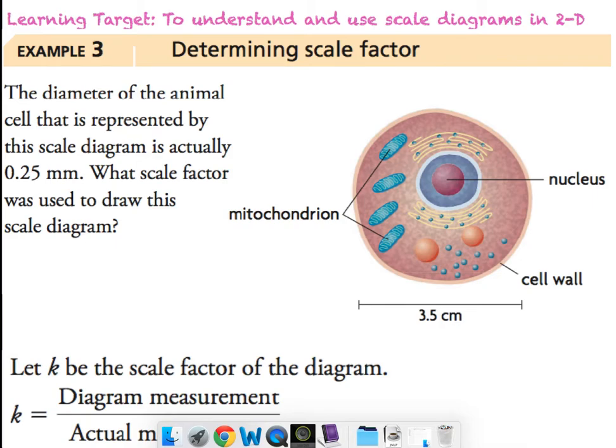Hey gang, so we're back again with the last of chapter 8.3, and here we're looking at example 3, which is determining a scale factor. So we have kind of a cross-curricular example here, where the diameter of an animal cell that is represented by the scale diagram is actually 0.25 millimeters. What scale factor was used to draw the scale diagram? You can see here that we have our animal cell, and it's saying that the diameter of the cell is 3.5 centimeters, when in actuality, we know that it should be 0.25 millimeters.